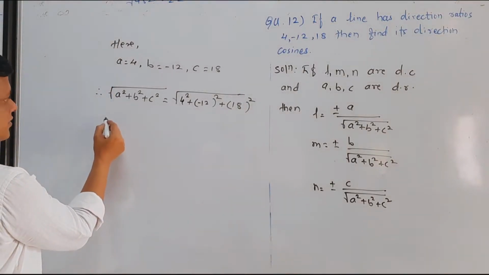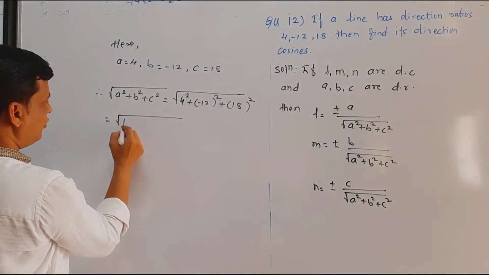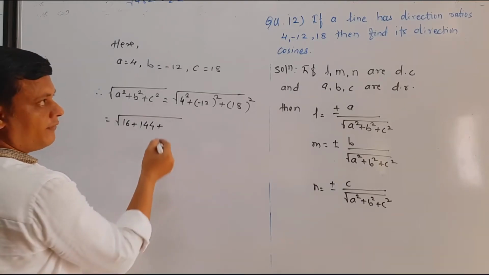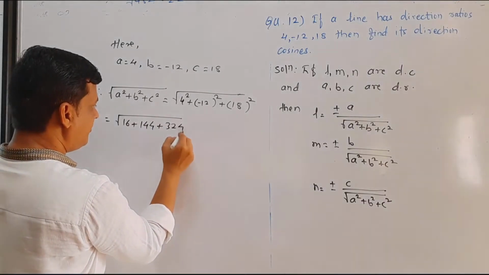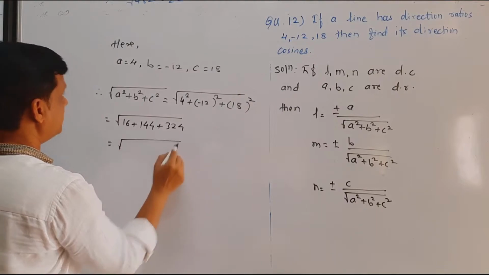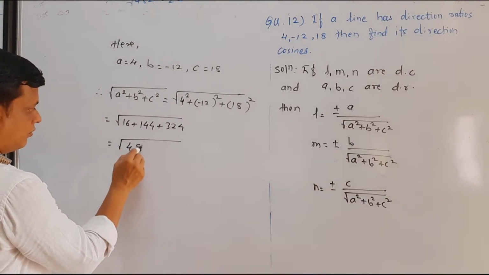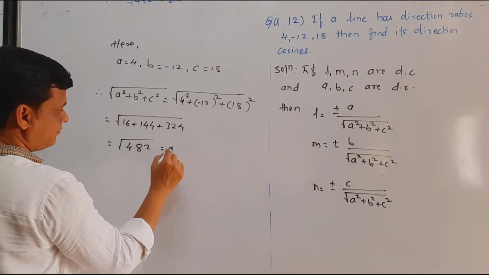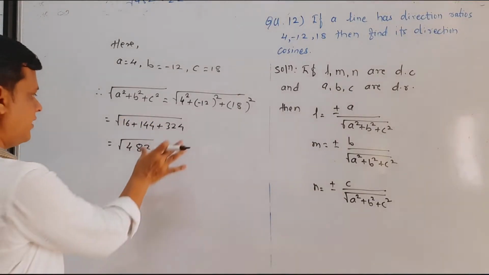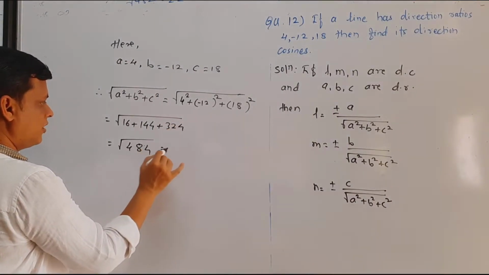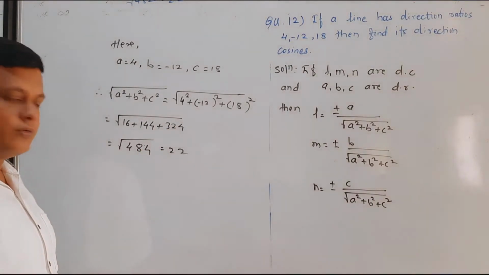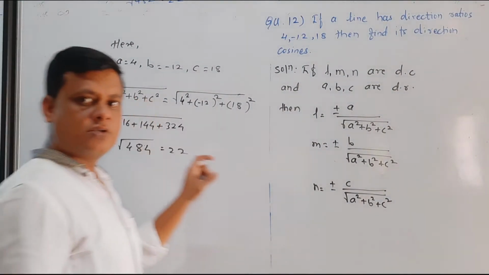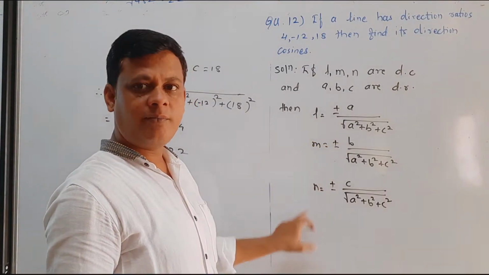So first we square each term. Square of 4 is 16, square of 12 is 144, and square of 18 is 324. Now add these, we get 484, which is square of 22. So its square root is 22. So we first calculate the value of root a square plus b square plus c square. From this we can find L, M, N easily.